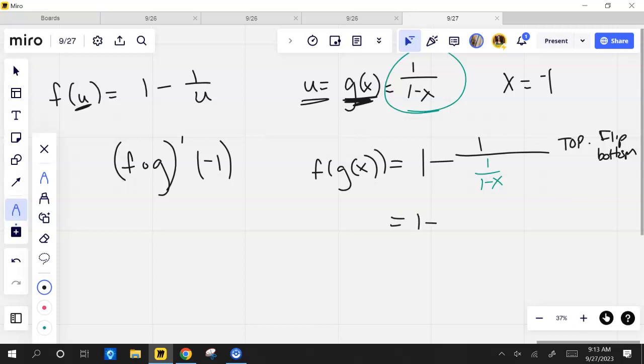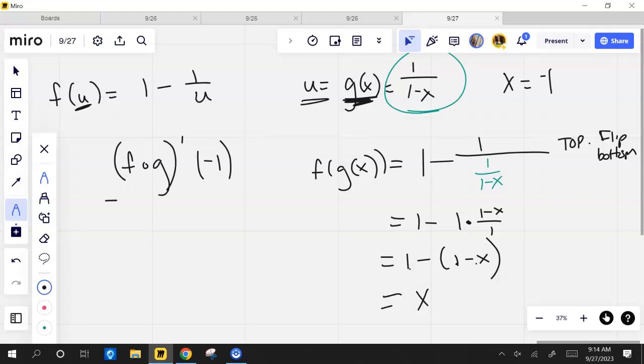All right, so I got 1 minus 1 times 1 minus x over 1. Which is 1 minus, this is over 1, so it's just itself, 1 minus x. The ones cancel, that negative distributes, I just get x. F of g of x here is just x. Is it? I haven't done a derivative yet, right? I just composed it. That's all I did.